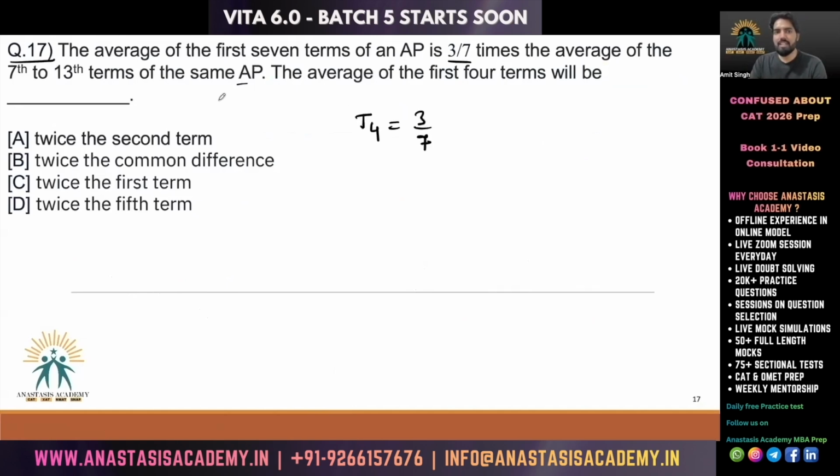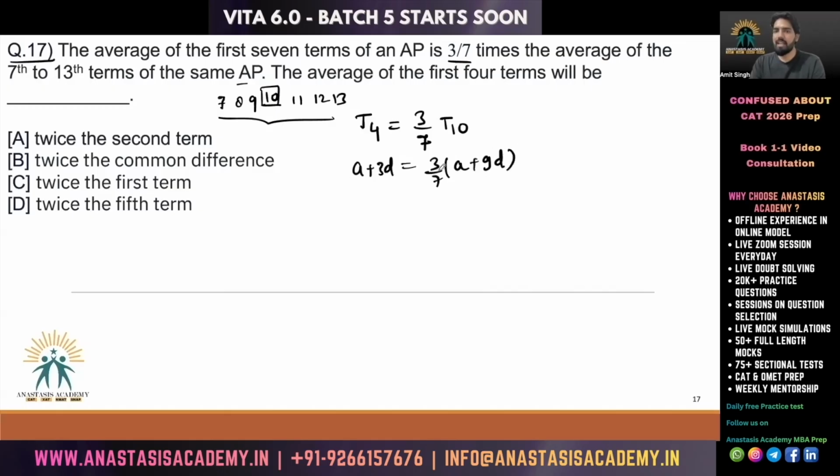And if you can see 7th, 8th, 9th, 10th, 11th, 12th, and 13th, this would be a separate AP. And the average of this AP would be the middle term, that is 10th term. So it would be nothing but 3 by 7 times the 10th term. Now, fourth term would be A plus 3D, and that is equal to 3 by 7 times A plus 9D.